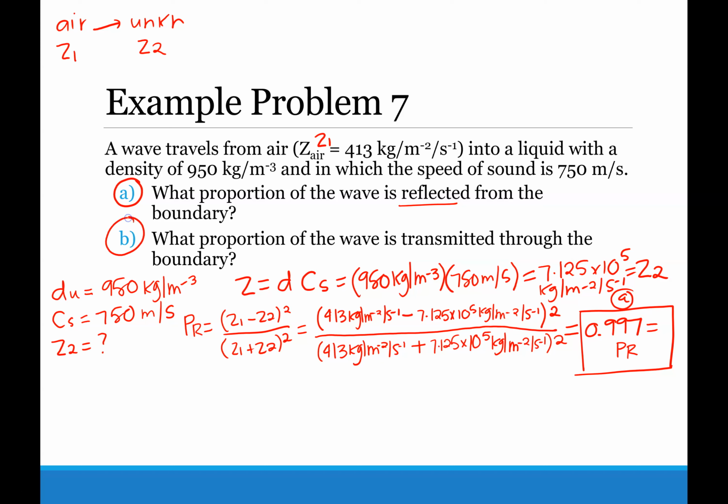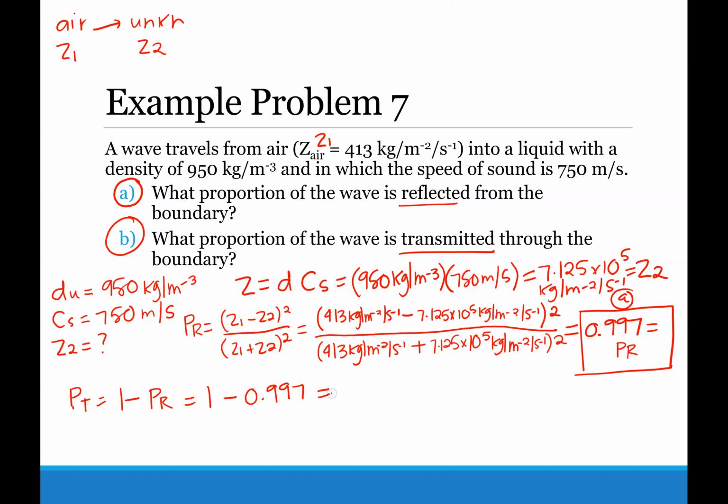B asks us for the proportion transmitted. And so the proportion transmitted is a very easy formula because it is just 1 minus the proportion reflected. And so 1 minus 0.997. And remember, these numbers for proportion reflected should be less than 1, because to get the proportion transmitted, you have to subtract them from 1. You can't have a negative proportion transmitted or proportion reflected, because that would mean that basically it didn't happen.